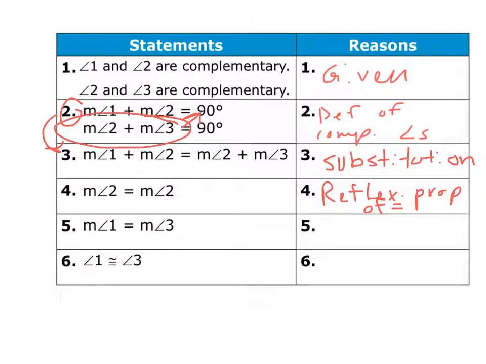How did we get from step 3 to step 5? Subtraction. We subtracted the measure of angle 2 from both sides of the equal sign. We got rid of them. So what's our reason for step 5? Subtraction property of equality.